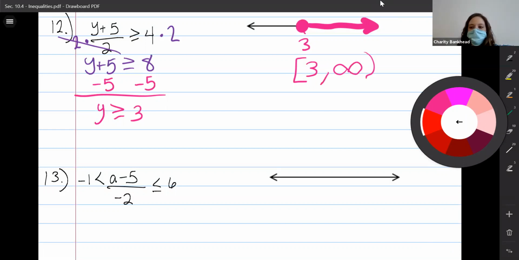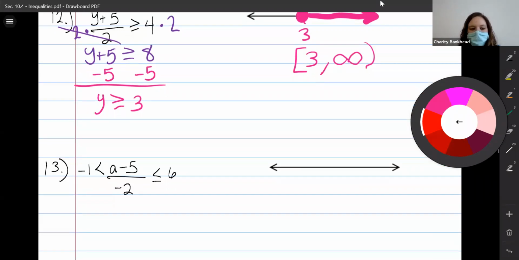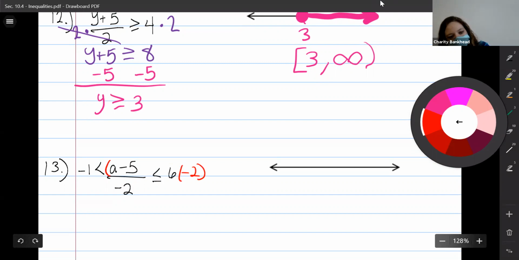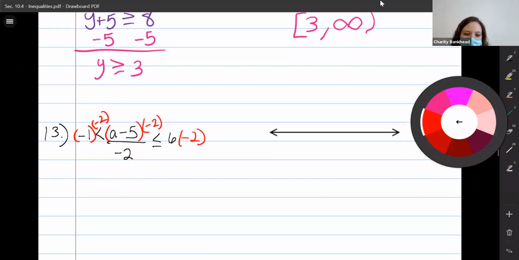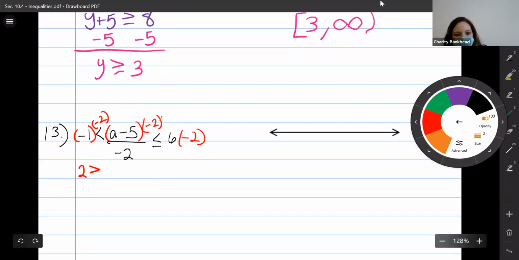All right, on number 13, the first thing I need to do is multiply by -2. So I'm multiplying by a negative, which is going to flip the inequality symbols. So that's going to be 2 is greater than a minus 5, which is greater than or equal to -12.